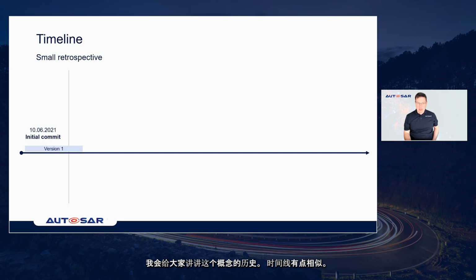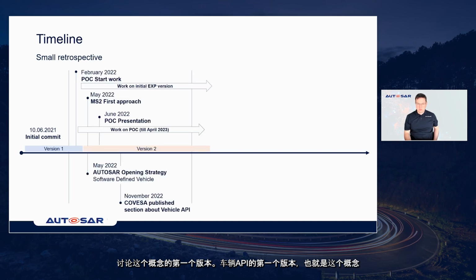So, this timeline is a little bit approximated. It was based on emails, Jira tickets, minutes from workgroup meetings, and some public news. But the first date is precise. The first commit was in June 2021, where we started to discuss the first version of the concept. The first version of the Vehicle API, which was the first name of the concept, turned out to be rather an idea that we would like to achieve.